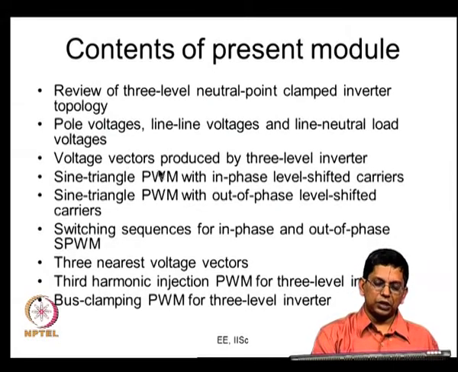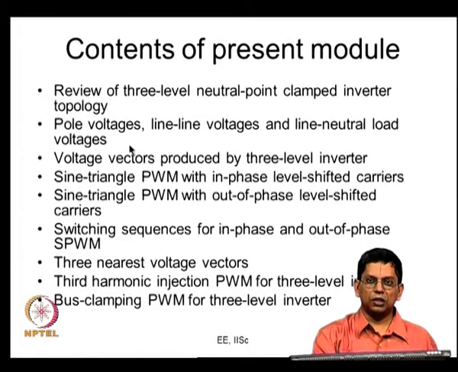And voltage vectors are produced by about 27 inverter states. Once we understand the 2 level inverter and the basic concepts, dealing with the 3 level inverter is not at all a problem. In the 2 level inverter we had 2 raised to the power 3, 8 inverter states. Here we have 3 raised to the power 3, 27 inverter states.